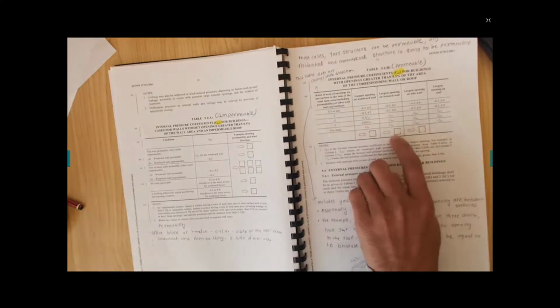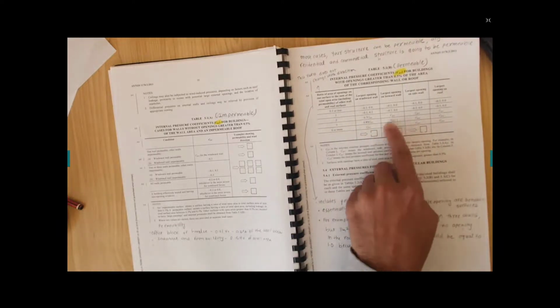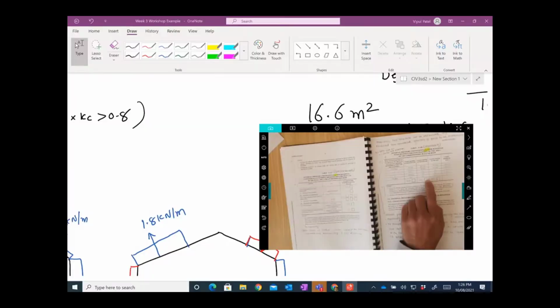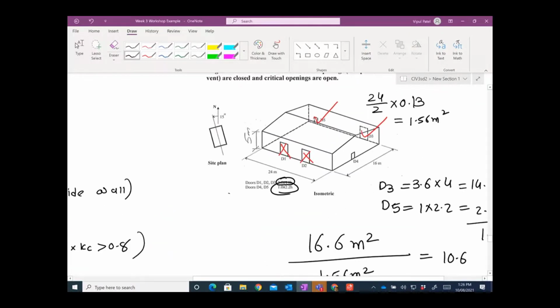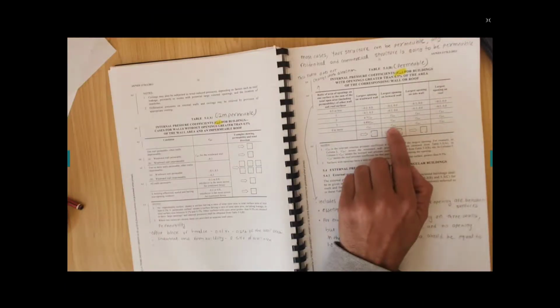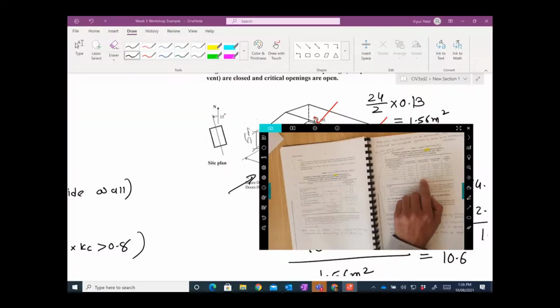Now the area of opening is on the windward wall now, right? It's not the leeward wall, because you can see that wind is coming from here. So this is the leeward wall, and the leeward wall is open. So in that case, CPI equal to CPE of windward wall.